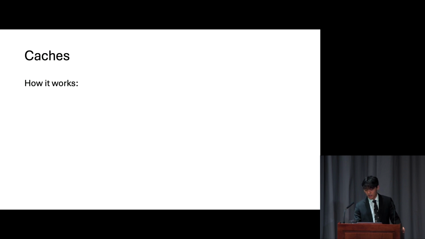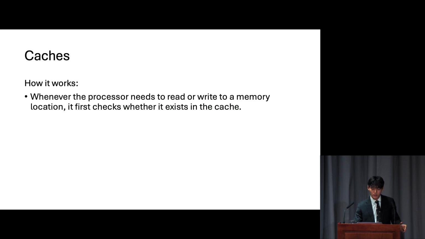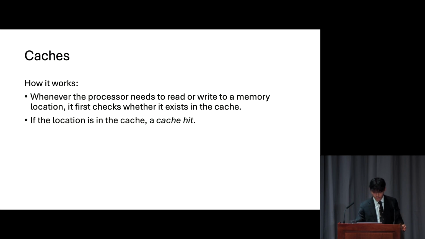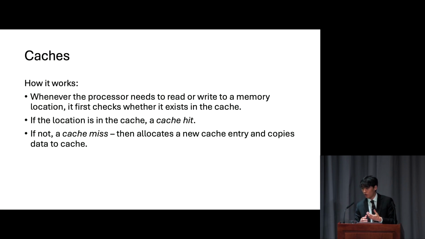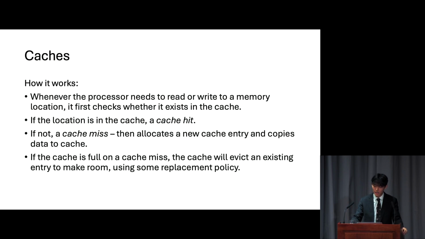Again, that's the very brief overview of what cache is. The general process in how caches are actually utilized in a CPU is whenever the processor needs to read or write to a memory location, it first checks whether it exists in the cache. Because if it does, it'll be much quicker to get it from the cache than main memory. If the location is in the cache, we call that a cache hit. If not, a cache miss. Then the processor allocates a new cache entry and copies the data into cache, then does what it needs to do. If the cache is full on a cache miss, the cache will evict an existing entry to make room using some replacement policy. And that's a different talk.